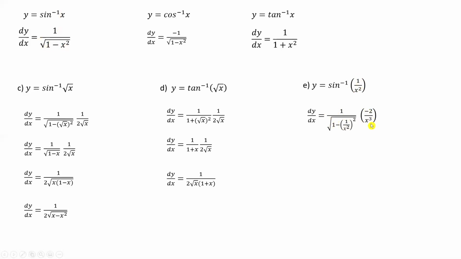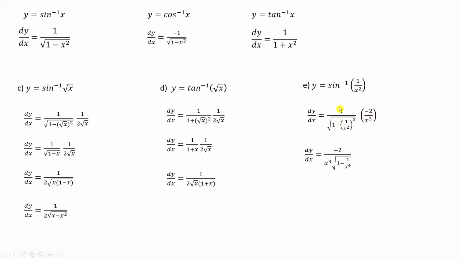For those who are saying, I don't see an x to the negative 3 anywhere, x to the negative 3 is simply 1 over x cubed. So we'll do that again. 1 over square root 1 minus whatever we started with squared. Derivative of x to the negative 2, negative 2, x to the negative 3, which puts it on the bottom as x cubed. Let's clean this one up a bit.